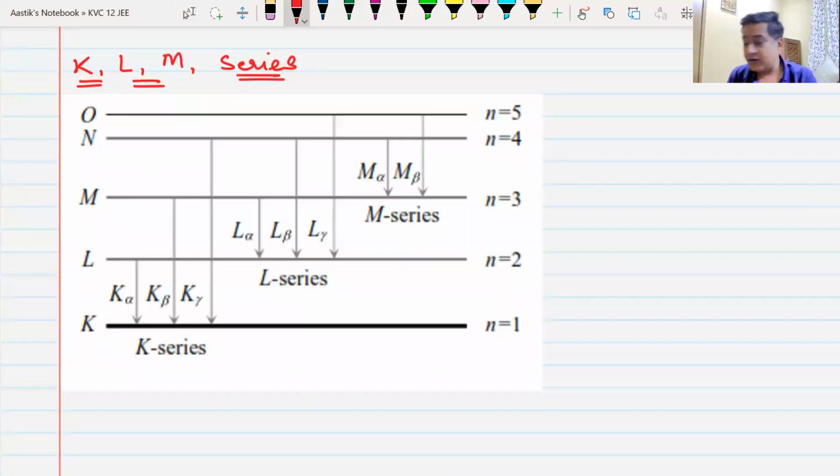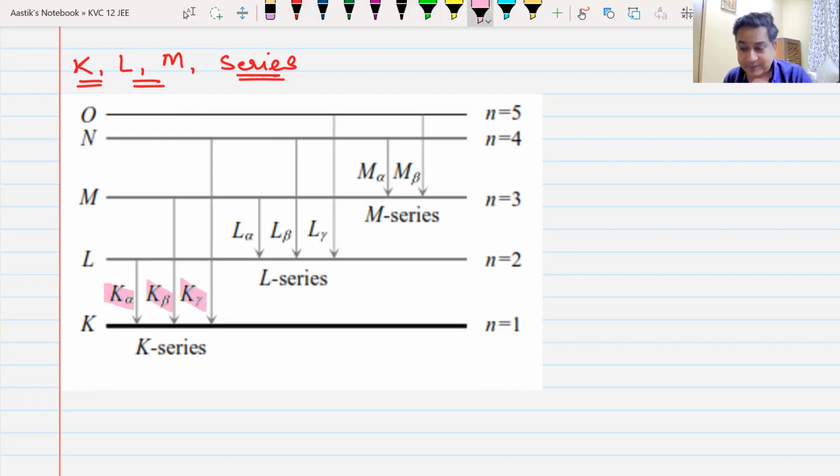Now comes the next point, the K, L, M series. All these series are X-rays, not electrons. Just remember this. You don't have to write everything down. What happens in the K series? There are 3 series in the K series: K alpha, K beta, K gamma.